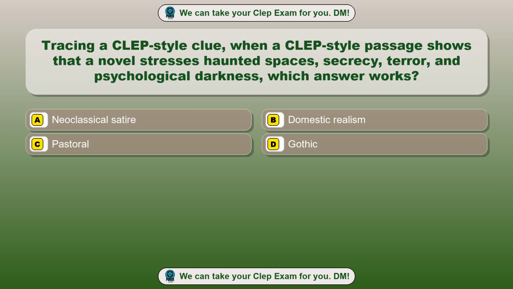Question 65. Tracing a CLEP-style clue, when a CLEP-style passage shows that a novel stresses haunted spaces, secrecy, terror, and psychological darkness, which answer works?